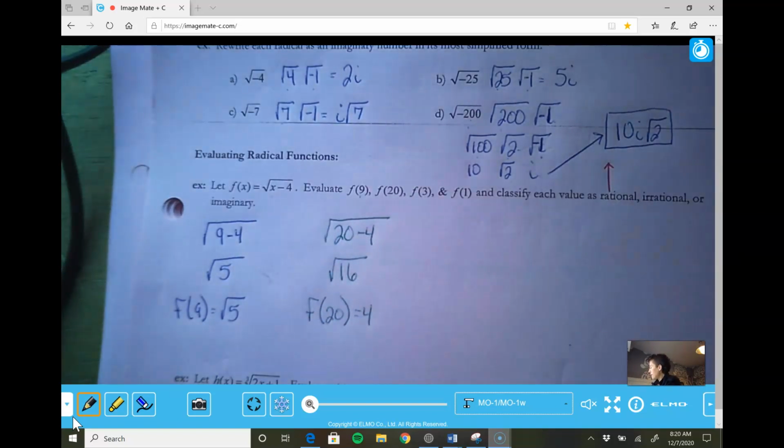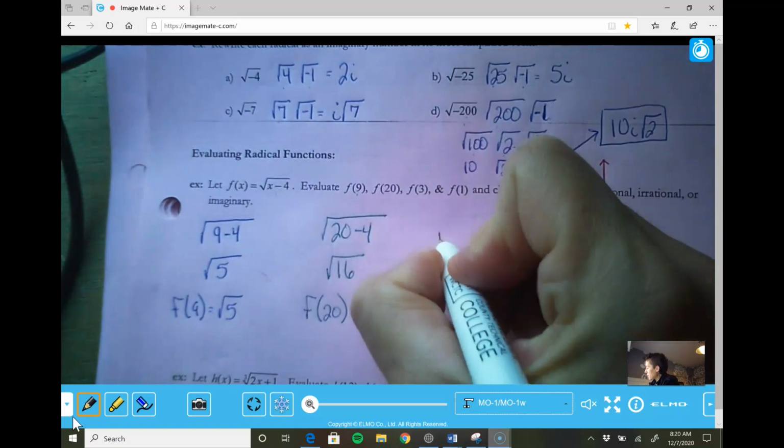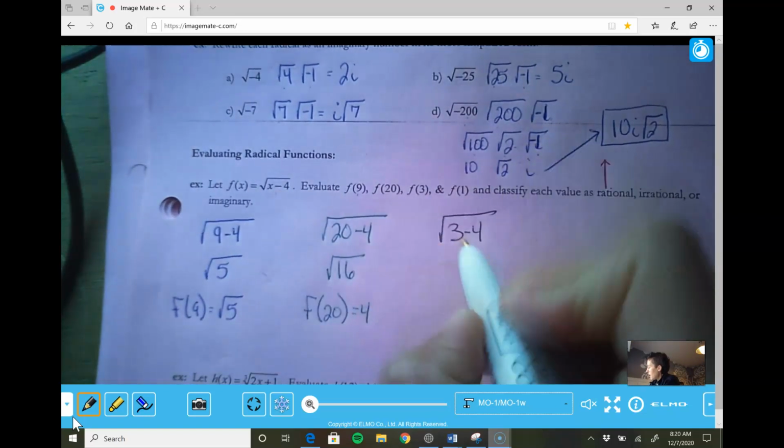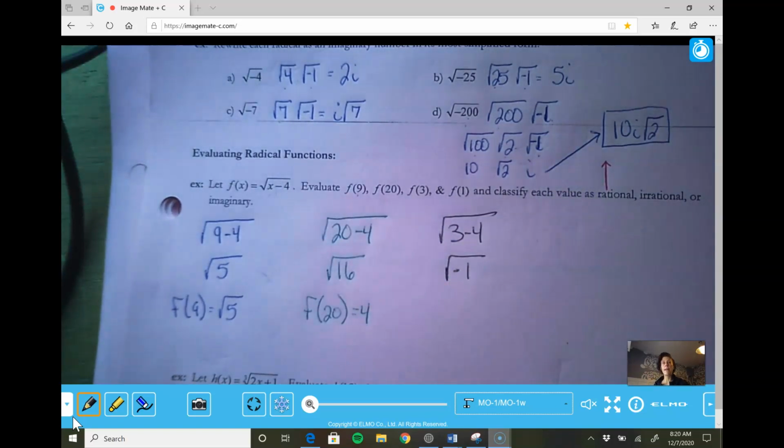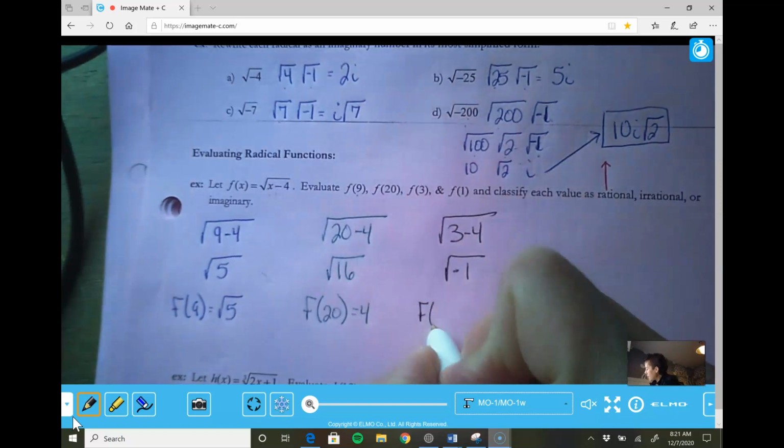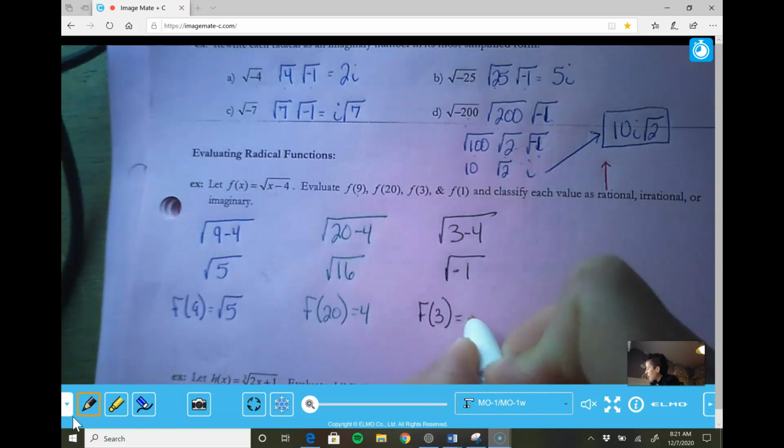Let's put 3 in. So I'm going to put 3 in for x. When I subtract them, I get the square root of negative 1, and this is where I need to remember that if I take the square root of negative 1, I get i. So f of 3, I'm going to get an i out of it. And then one more.